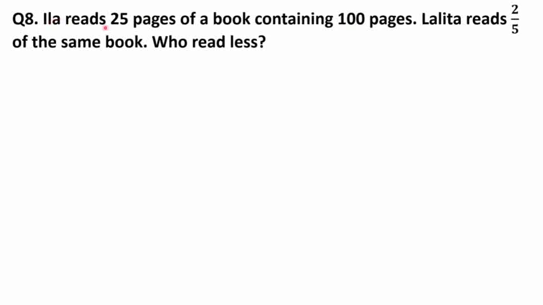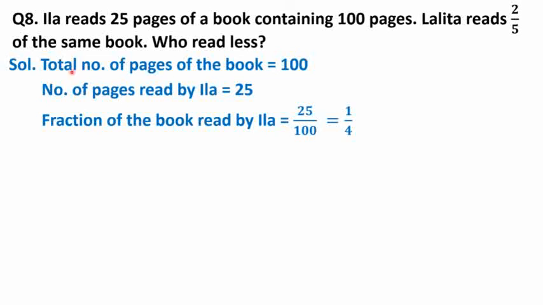Next question is, Ela reads 25 pages of a book containing 100 pages. Lalita reads 2 by 5 of the same book. Who read less? Okay, so children, first of all we will find for Ela: the total number of pages of the book is 100 and the number of pages she read is 25. So the fraction of the book she read is 25 by 100. When we reduce it to simplest form, we get 1 by 4, by dividing both 25 and 100 by 25. So the simplest form is 1 by 4.